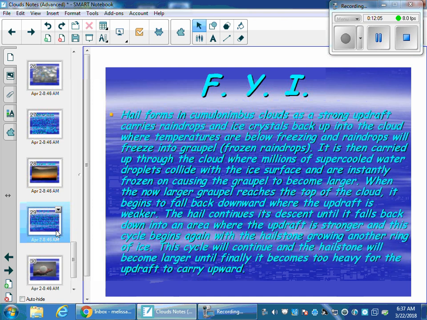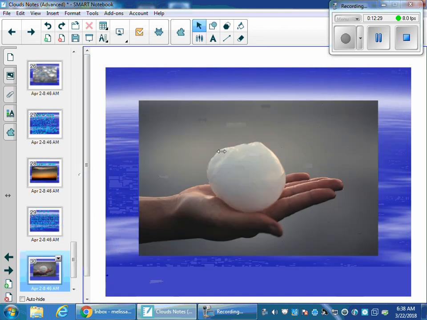When it reaches the top of the cloud, it begins to fall back downward, and then the updraft pulls it up again, and we keep having this process until it becomes so big that the updraft can't keep pushing it back up, and that causes it to fall to the ground. So it depends on how large that updraft is how large of a hailstone is going to be created, and here's some examples of some larger pieces of hail. Hope you learned something.